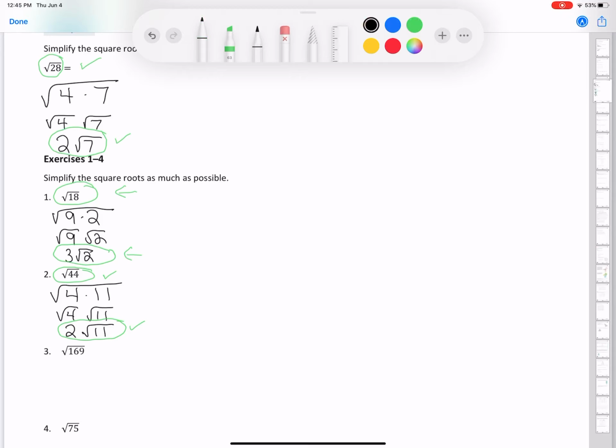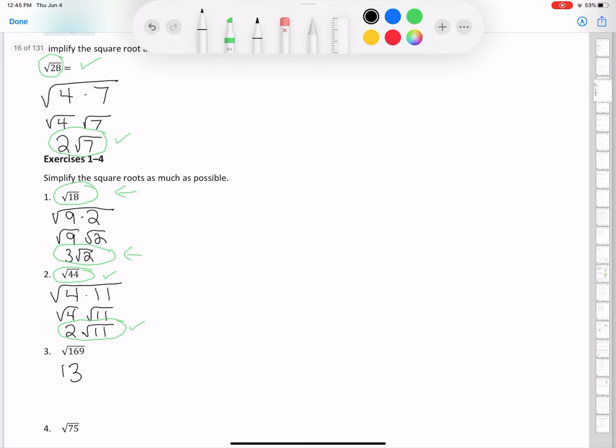Okay, the next one, the square root of 169. That number, 169, is a perfect square. So we could take that out completely. That is a rational number because that decimal terminates or repeats. Any repeating or terminating decimal is rational. And in this case, the decimal terminates. That's a rational number.